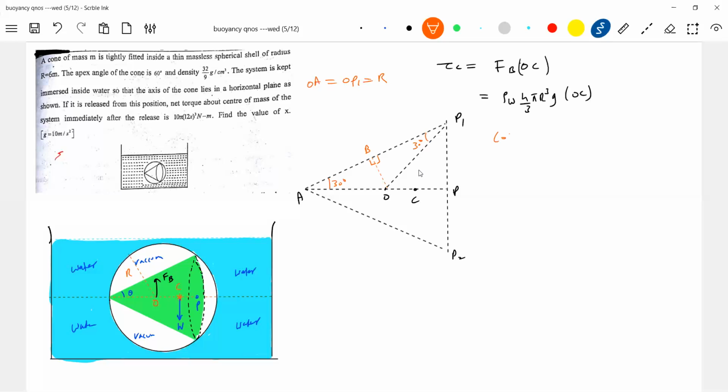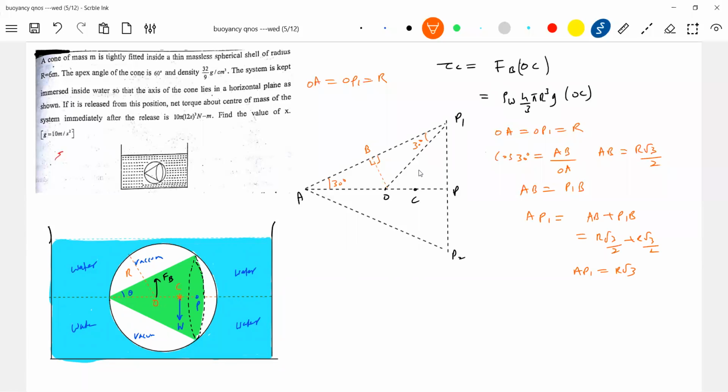So cos 30. Okay, let me write. I assume data like this. OA equal to OP1 is equal to R. Then cos 30 is equal to AB by OA. So what is AB? This is equal to R root 3 by 2. And AB is equal to P1B. So therefore now we know the side AP1. AP1 should be equal to how much? 2AB plus P1B. So this should be equal to R root 3 by 2, R root 3 by 2, which is equal to R root 3.